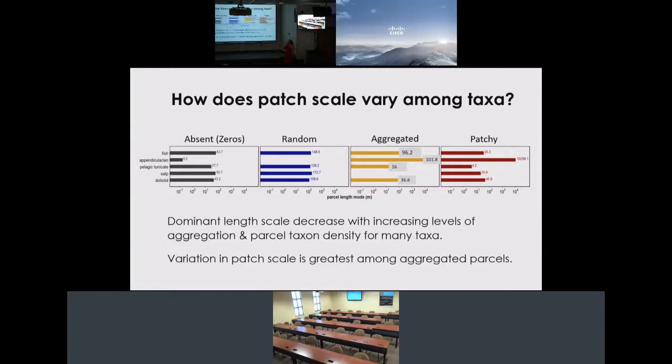And so the problem that we've encountered is that for some of these taxa that are actually very abundant, we weren't able to identify, in many cases, actual patches. And what we think might be happening is that in some cases, the scale of these patches may be beyond the sampling effort that we did.